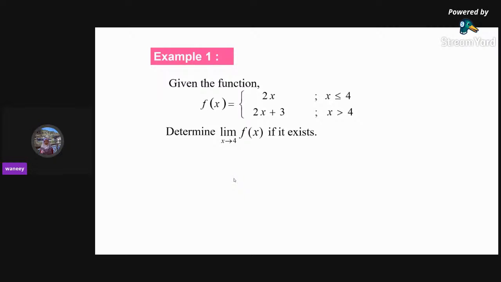Okay, next, given the function f(x) equal to 2x for x less than or equal to 4, 2x plus 3 for x greater than 4, determine the limit for x approaches 4 for f(x) if it exists. Basically, if we have a piecewise function, we have to determine what is the limit as x approaches 4 from the left hand side and as x approaches 4 from the right hand side. So satu dari kiri, satu dari kanan lah. So kita kena kira dulu.